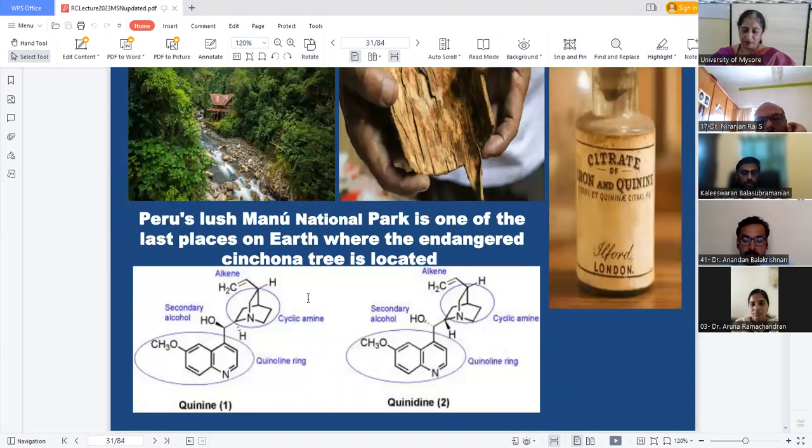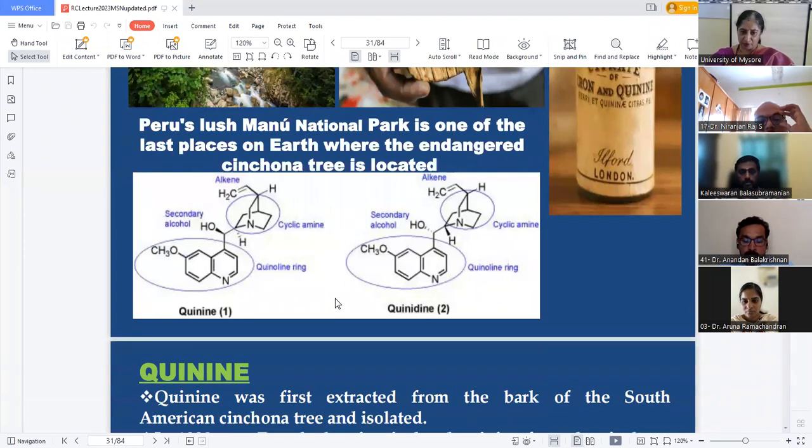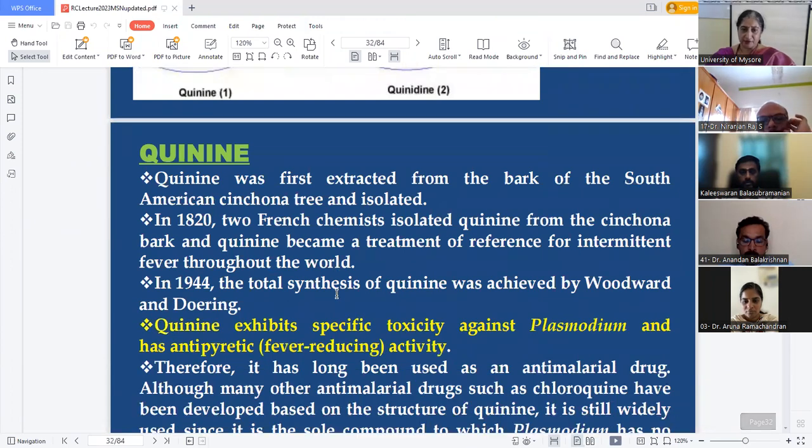There are two compounds obtained from the Cinchona bark. One is quinine, the other is quinidine. Both differ only in the slight replacement of the hydroxyl group and the hydrogen, which is here in the molecule in the quinoline ring. Quinine was first isolated from the bark of the South American Cinchona tree by two French chemists.